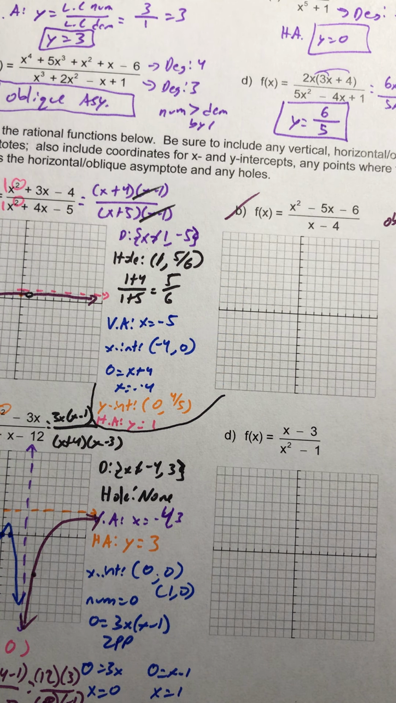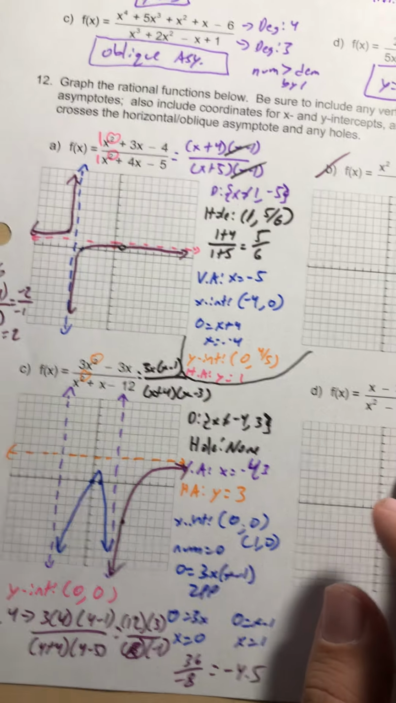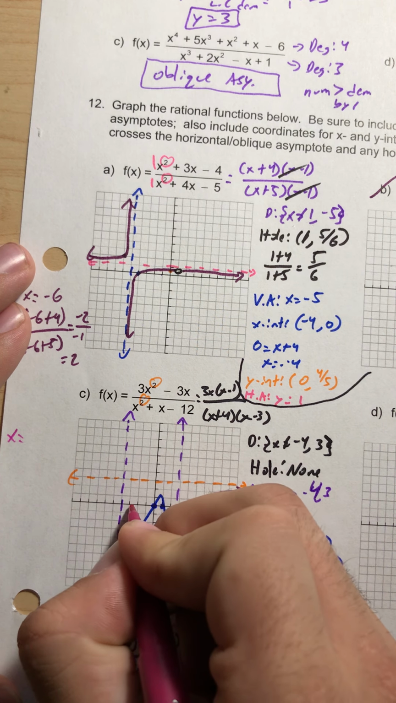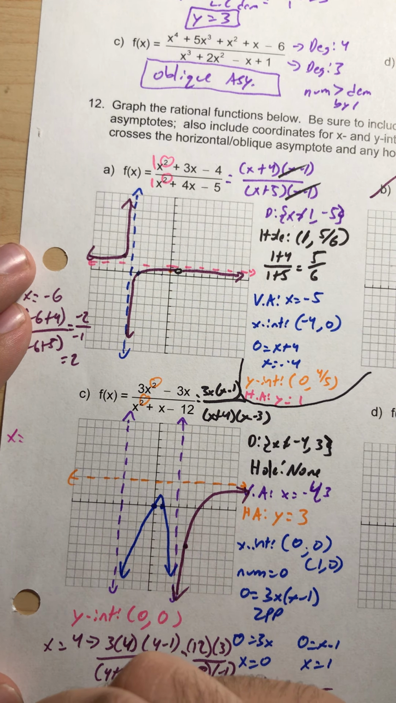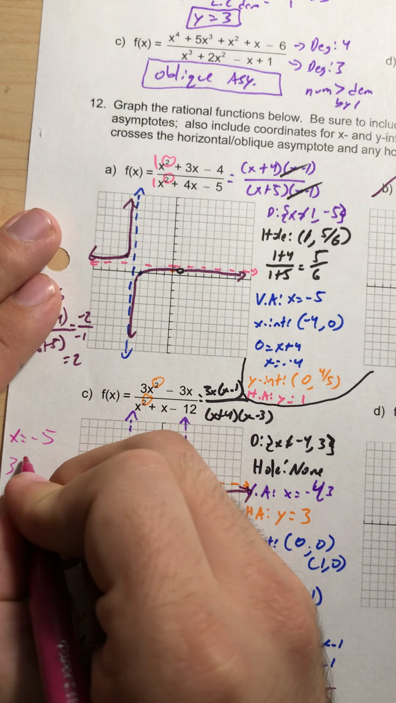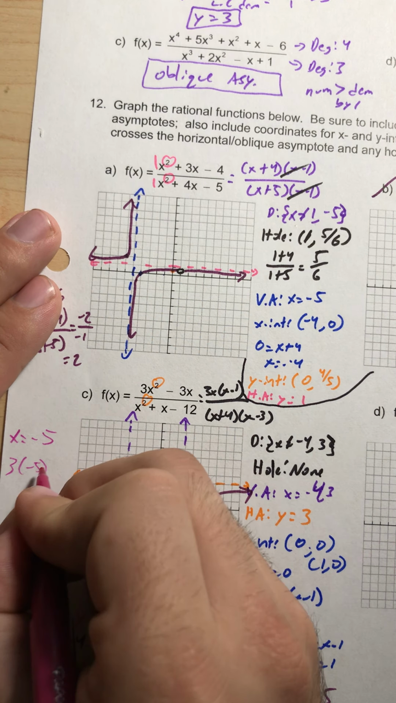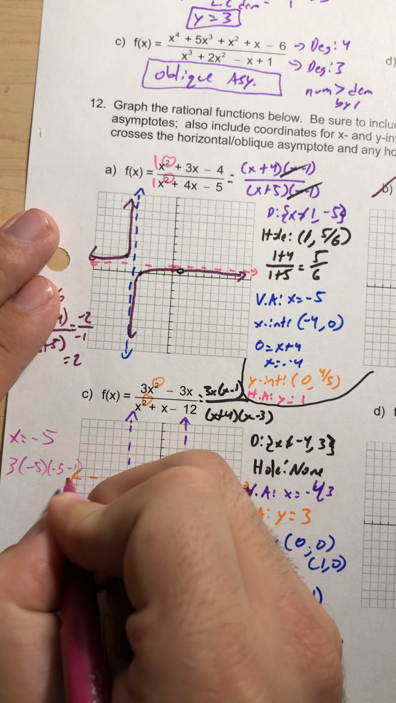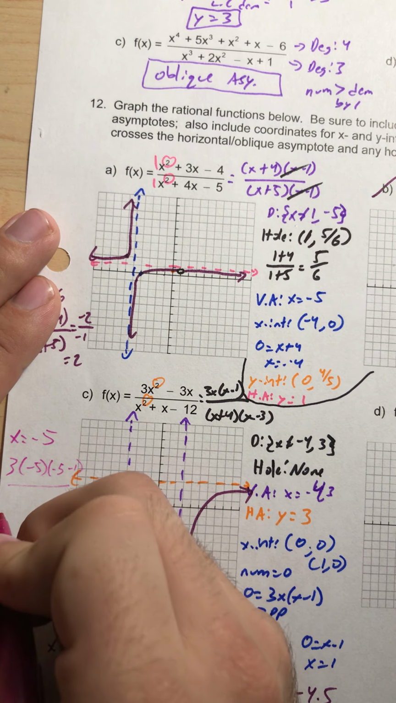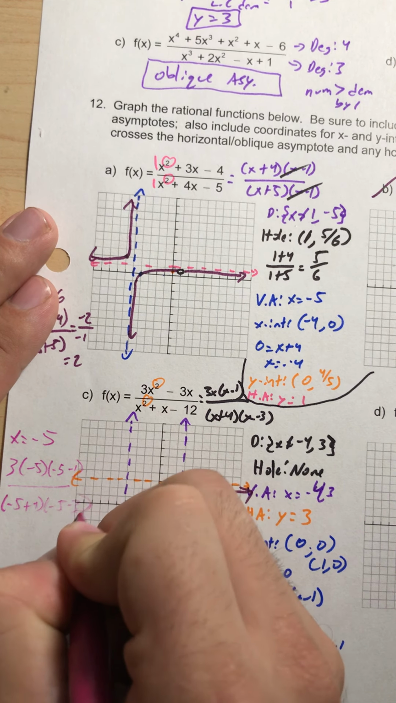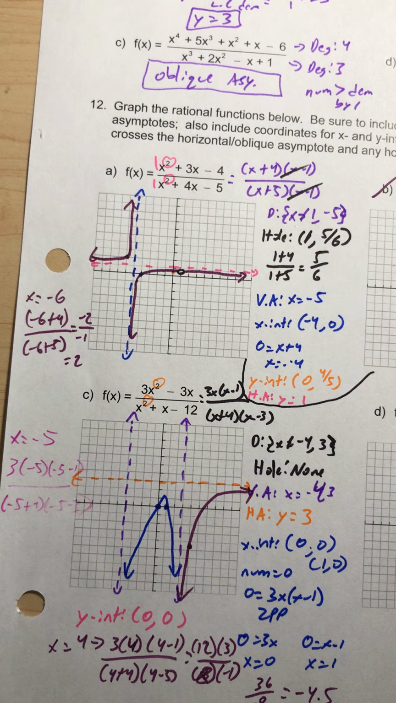to find the other one, I'm just going to pick a point to the other side now. Let's say x equals -5. So 3 times -5, -5 minus 1 over -5 plus 4, -5 minus 3.